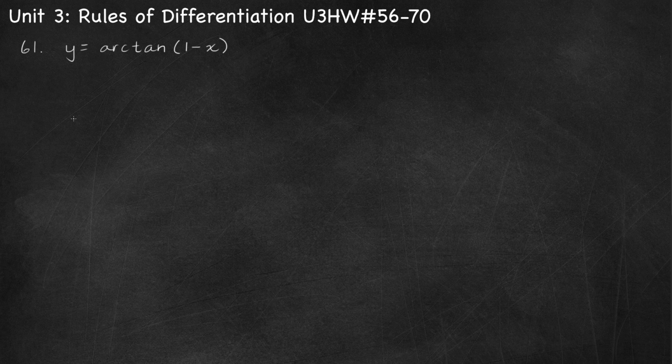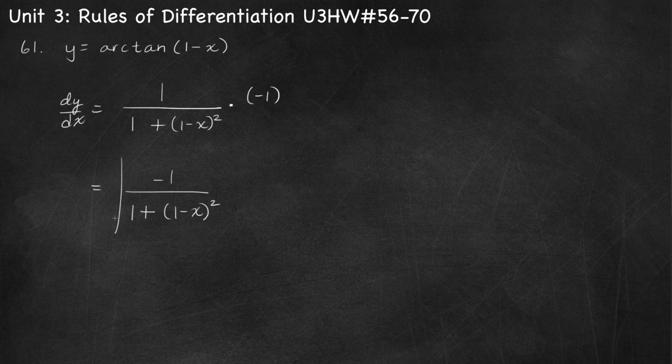Y equals arctan of 1 minus x. We need chain rule here as well because it's not just the arctan of x, it's the arctan of other stuff. So dy dx is the derivative of arctan of stuff. And the derivative of arctan stuff is 1 over 1 plus stuff squared, like so, times the derivative of the stuff. And the derivative of 1 minus x is -1. So my final answer, -1 over 1 plus 1 minus x squared.